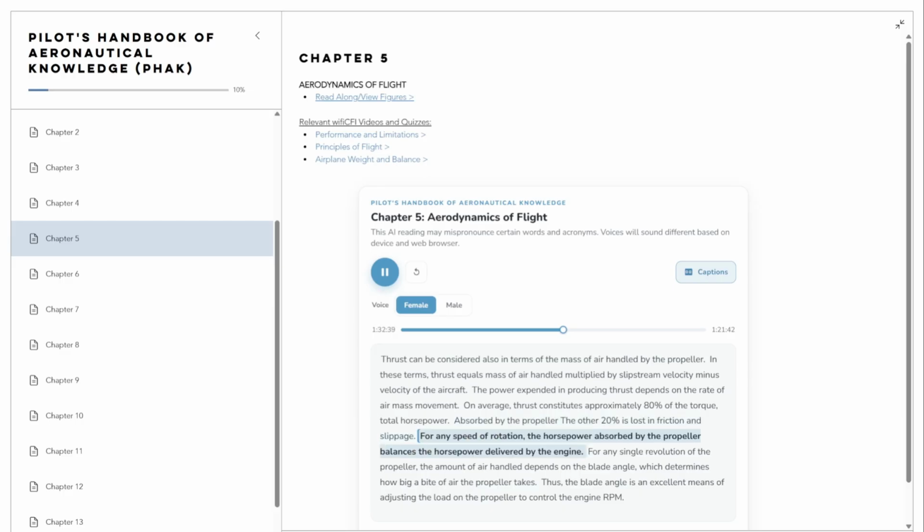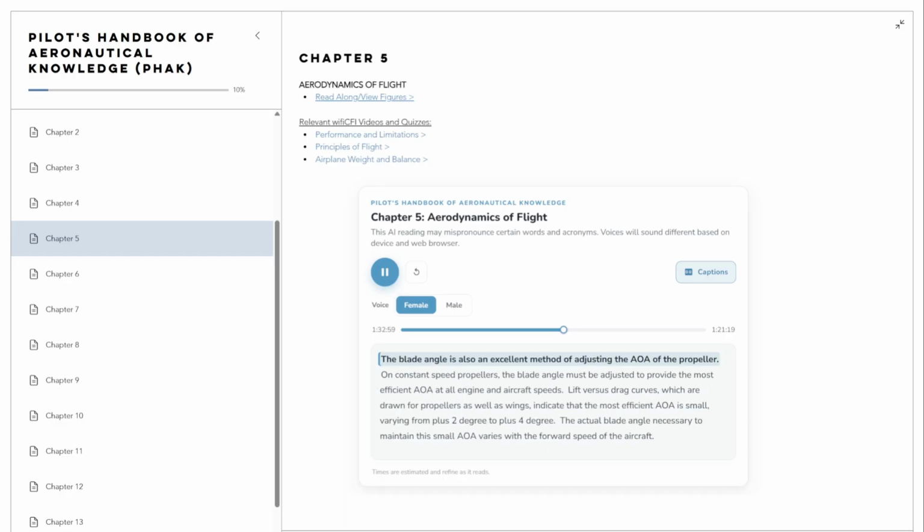For any speed of rotation, the horsepower absorbed by the propeller balances the horsepower delivered by the engine. For any single revolution of the propeller, the amount of air handled depends on the blade angle, which determines how big a bite of air the propeller takes. Thus, the blade angle is an excellent means of adjusting the load on the propeller to control the engine RPM. The blade angle is also an excellent method of adjusting the AOA of the propeller.